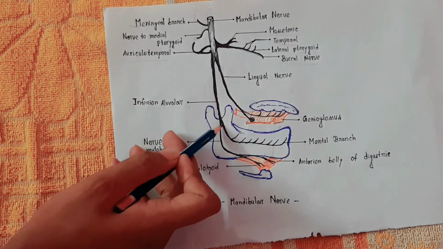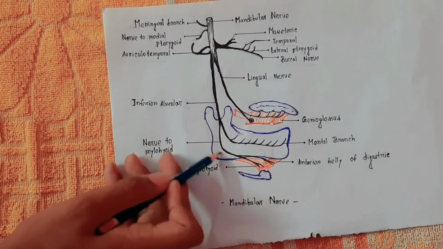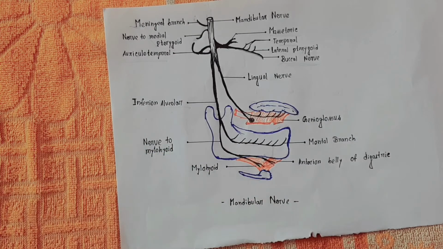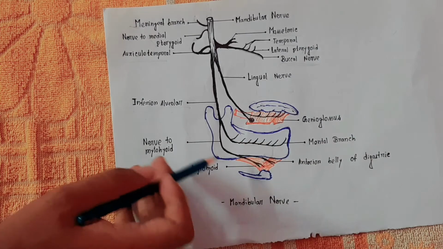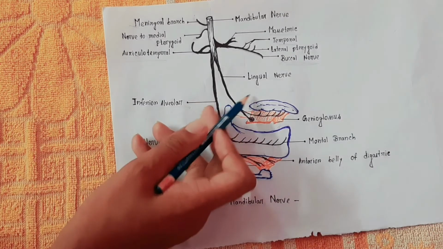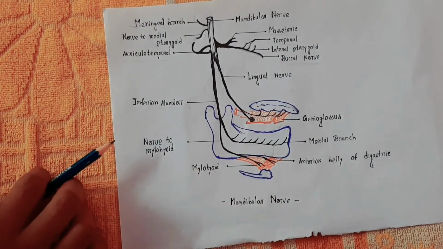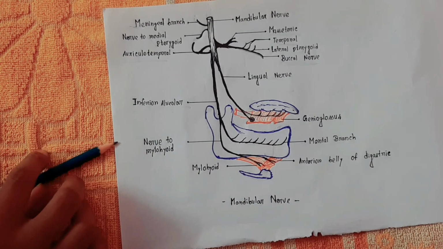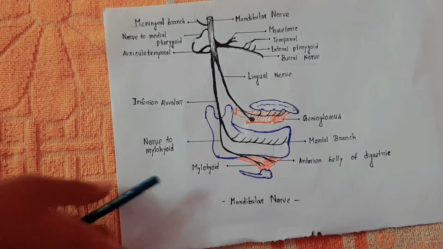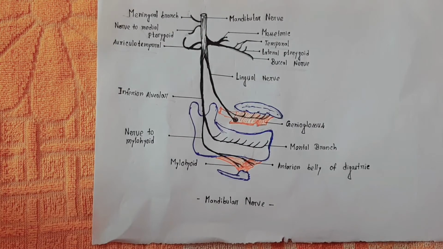The inferior alveolar also divides into the mental branch and the nerve to mylohyoid, which supplies the mylohyoid muscle and the anterior belly of digastric. Here you can see the lingual nerve supplies the genioglossus muscle, the muscles of the tongue, etc. Okay, guys, so this is everything about the nerve supply of the maxilla and the mandible.